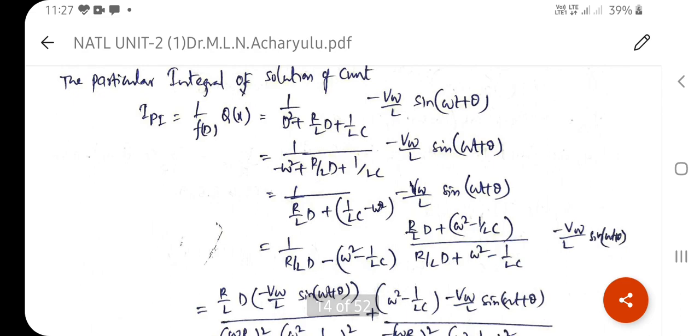Now observe that we rationalize this equation by rewriting it in a minus b into a plus b form in the denominator. So we get R by L into D plus omega square minus 1 by LC, whole, divided by R by L into D whole square minus omega square minus 1 by LC, whole square, and the whole into minus V omega by L into sine of omega t plus theta.